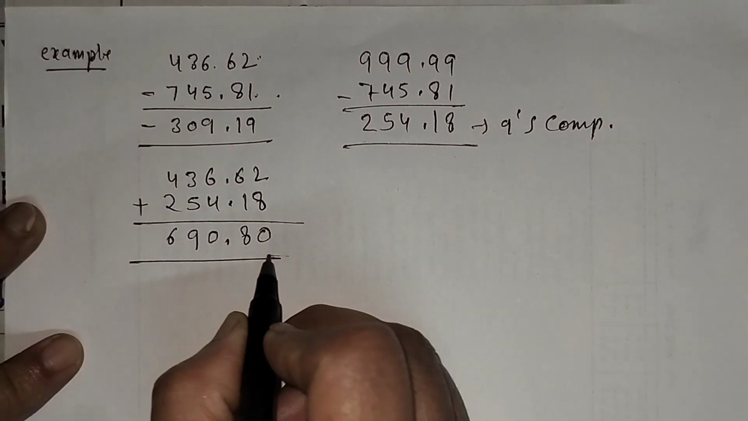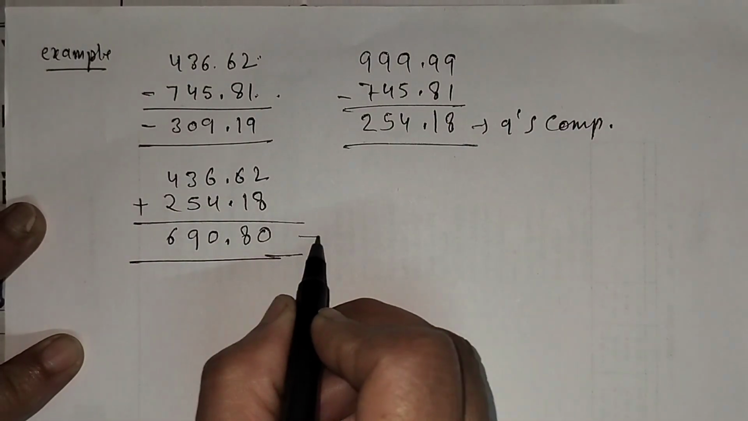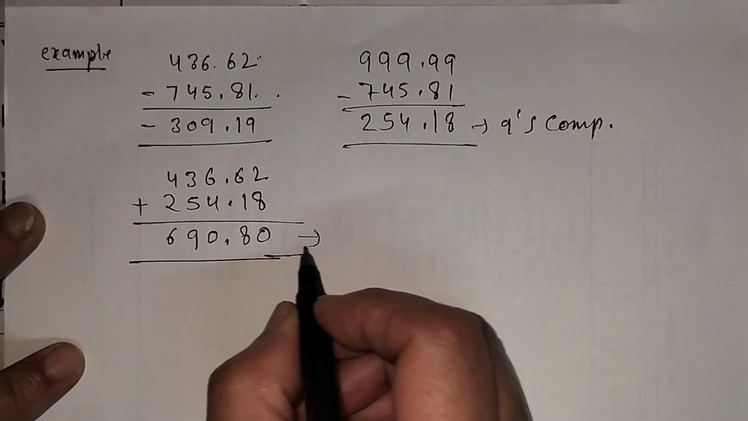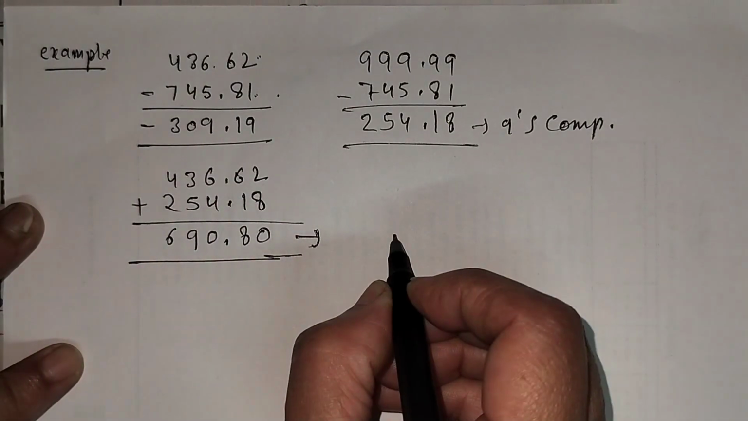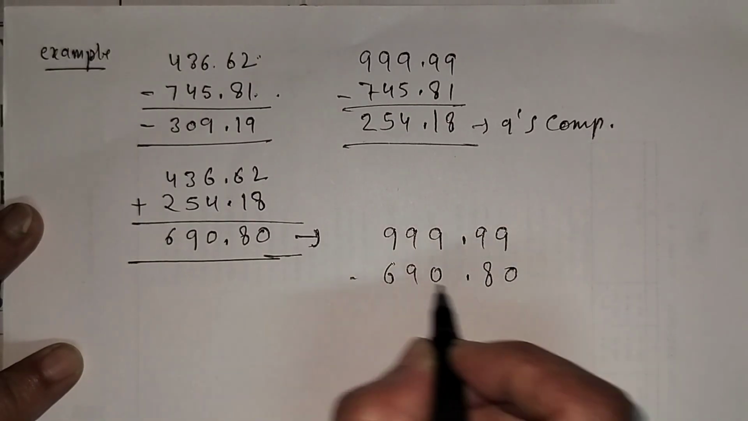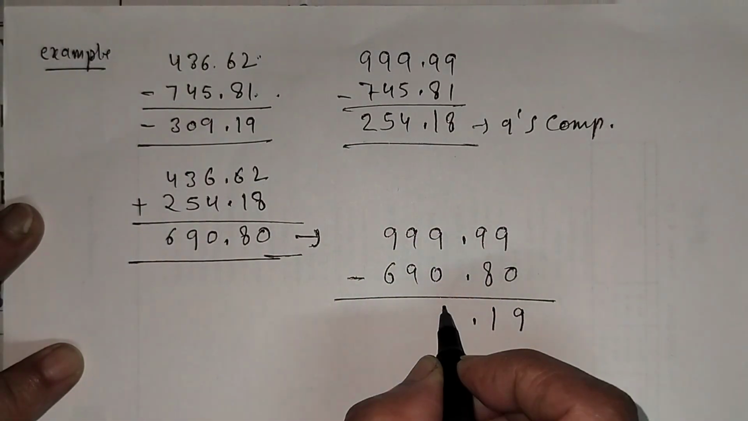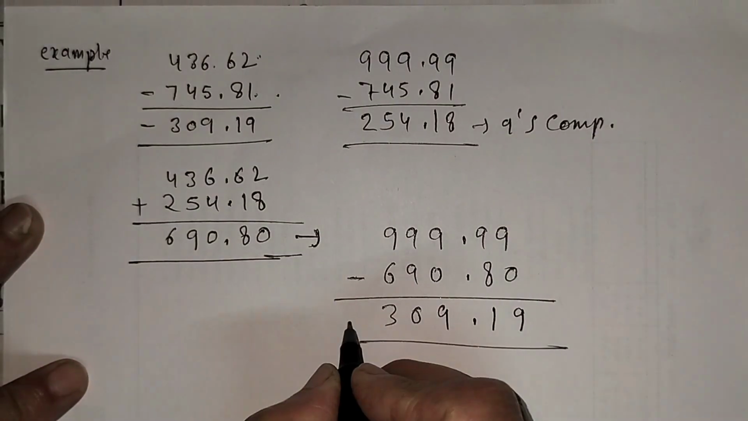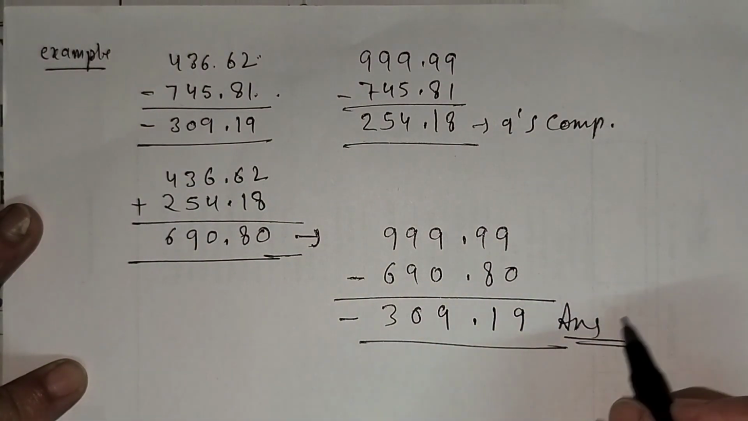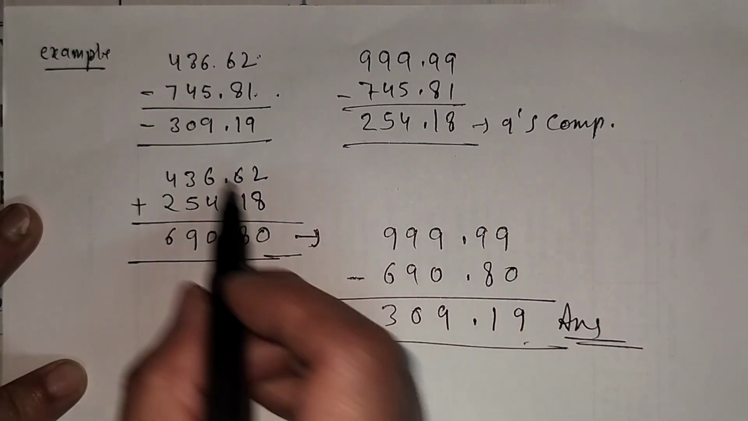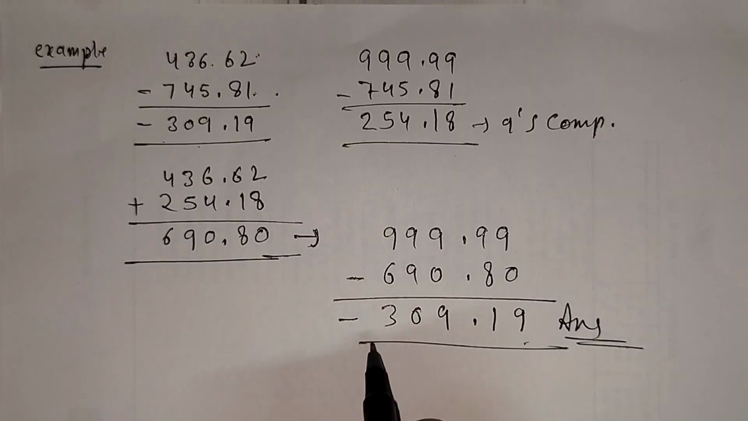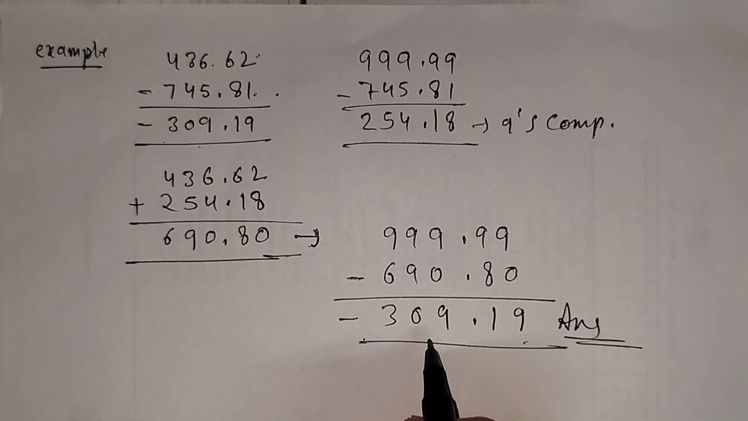Now this shows, if there is no carry, that this answer is in 9's complement and it is negative. So we will take the 9's complement of the result. Add negative sign to the answer. Now this is the answer. We can match this answer with this answer. We can see it is exactly the same. So if there is no carry, the answer is negative and in the 9's complement.